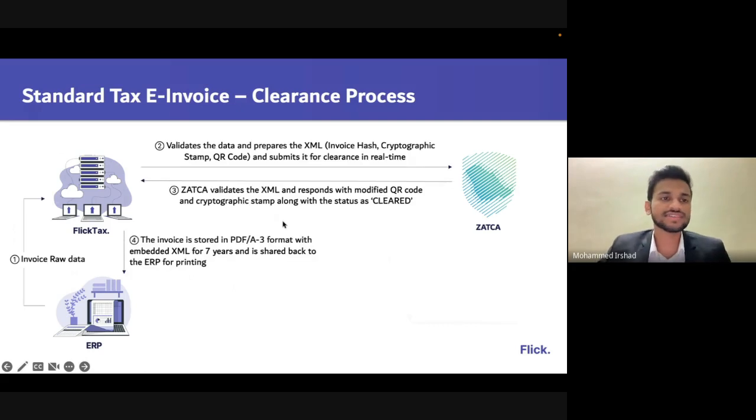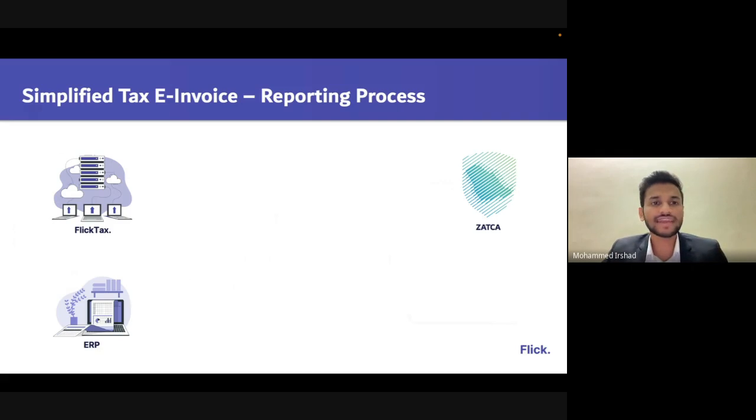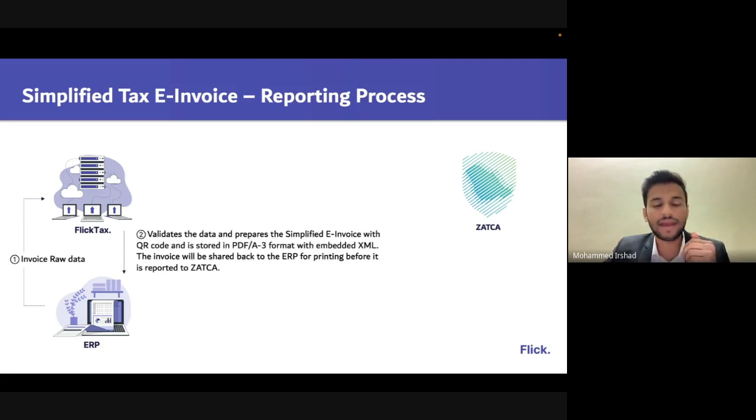Okay, this is the standard e-invoicing procedure. And for simplified tax invoices, it is the reporting process. For standard e-invoices, it was the clearance process; for simplified tax invoices, it is the reporting process. So what is the reporting process? When an ERP or POS raises an invoice, this simplified invoice information is passed to the EGS, and the EGS will directly send it back to the ERP for printing without even reporting it to ZATCA.